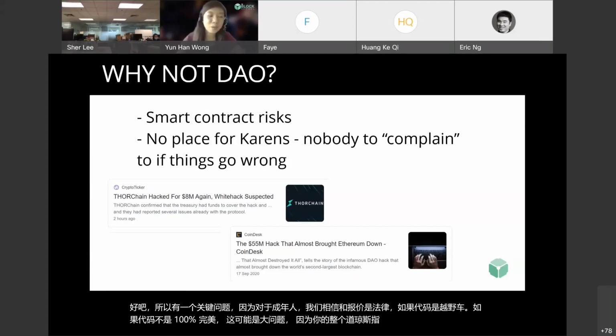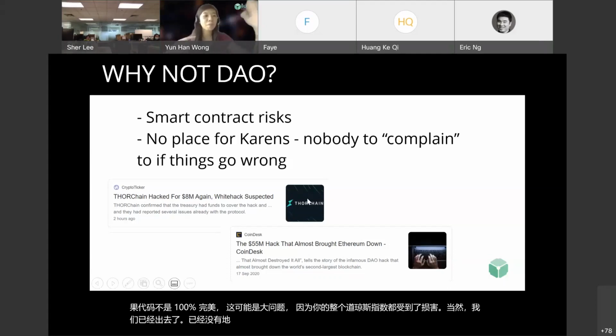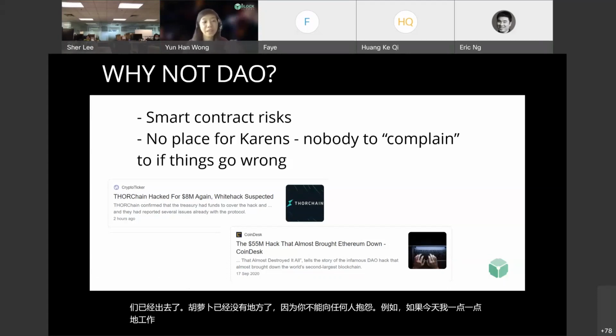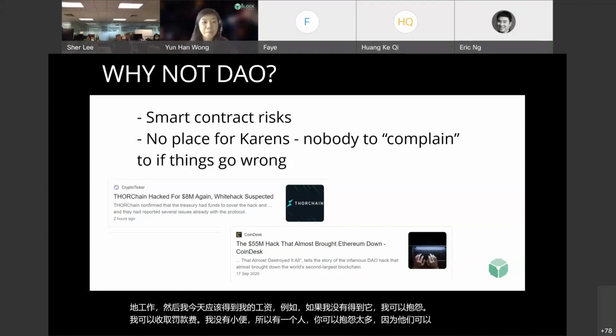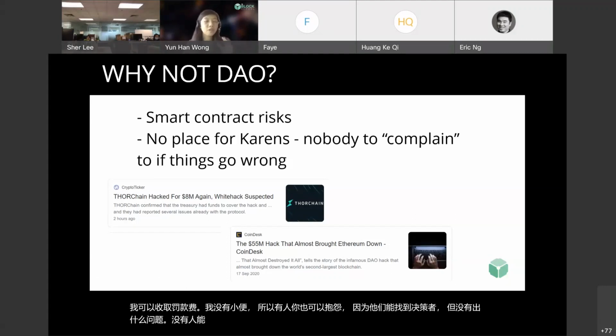And of course, with a DAO, there is no more place for Karens because you cannot complain to anyone. For example, if at Bybit today I'm working and I'm supposed to get my pay today, and I didn't get it, I can complain. I can go and find Faye. Faye, I didn't get my pay. So there is someone you can complain to because they can find the decision maker. But with a DAO, if something goes wrong, there is nobody you can complain to. You can only trust in the code. You can only refer to the code.